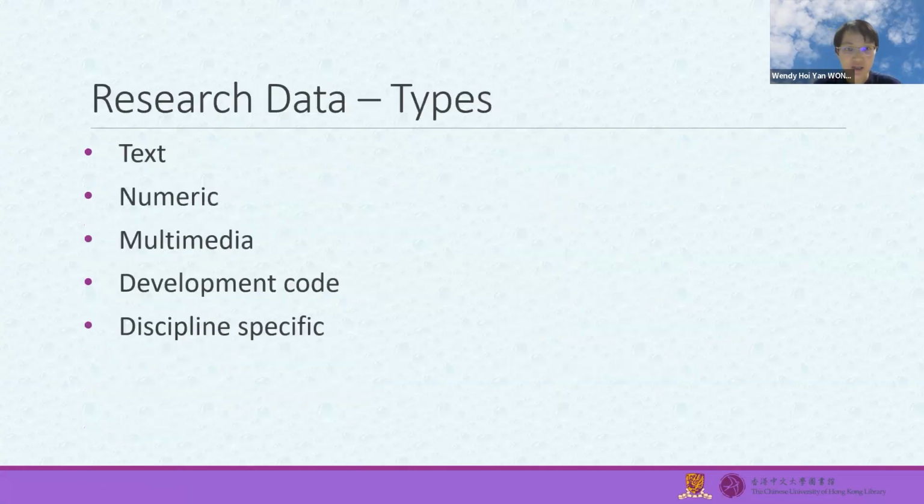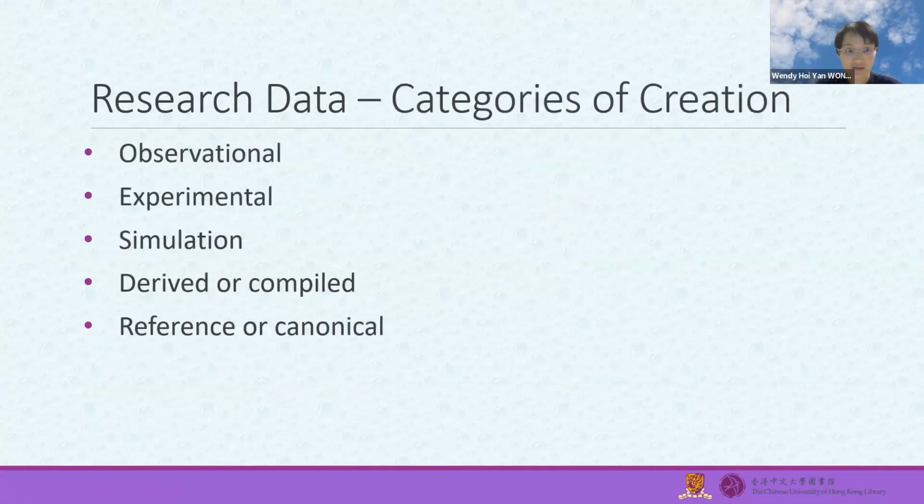Research data can be divided into different types. It could be text, numbers, or multimedia, as I mentioned, the video or images. It could be the development code, the algorithm that you use for analyzing data, and discipline-specific data, for example genome data.